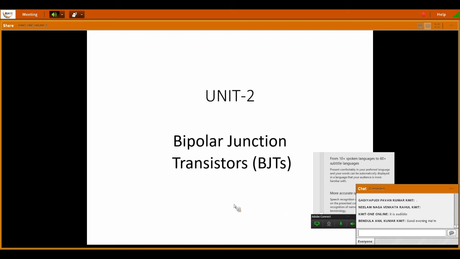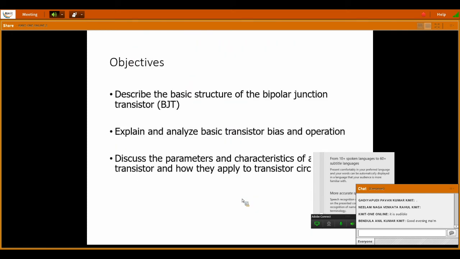So these are the objectives of our Unit 2, which describe the basic structure of the bipolar junction transistor, as well as analyzing basic transistor biasing and its operation. Next, discussing the parameters and the characteristics of each and every configuration, and how they are applied in practical applications. So that is what we are going to learn in this session.